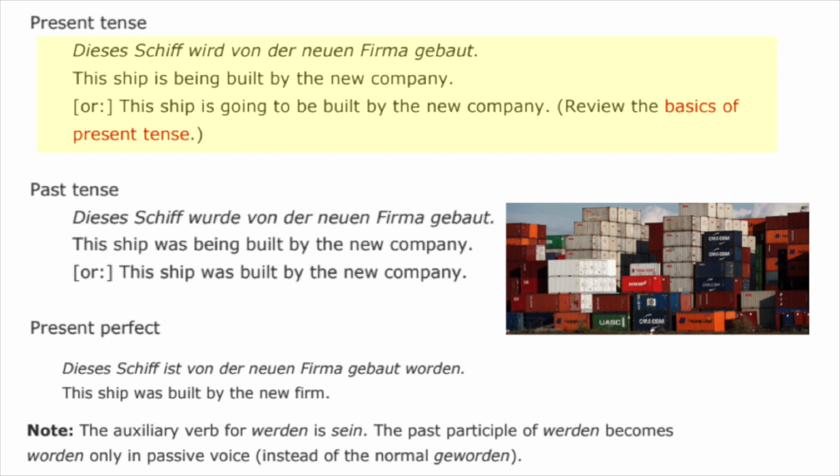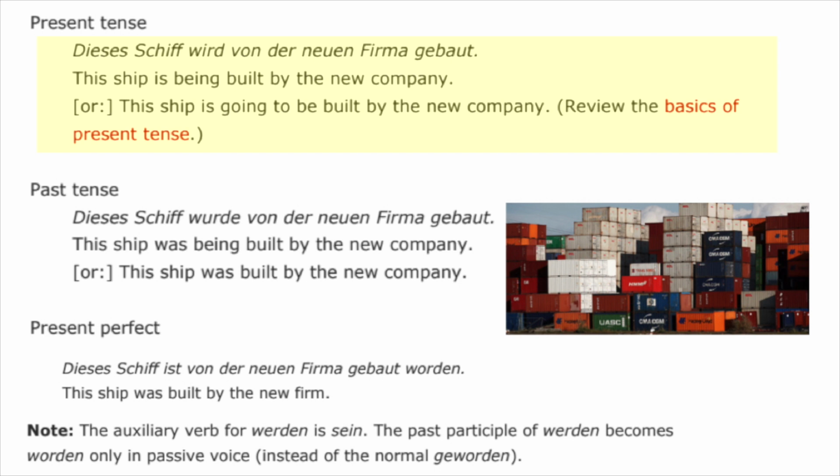And therefore, it's really the status of that second verb which will tell you whether you're working with the future tense or the passive voice. Here, dieses Schiff wird von der neuen Firma gebaut treats the ship as the logical subject of the conjugated verb werden, but we have this extra prepositional phrase, von der neuen Firma, which tells us who did the building in reality. It was the new company.